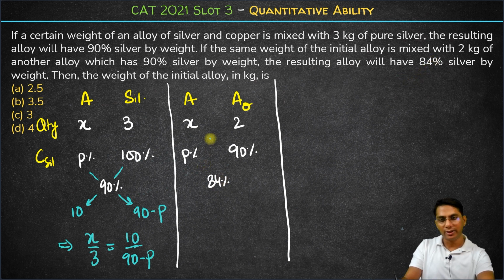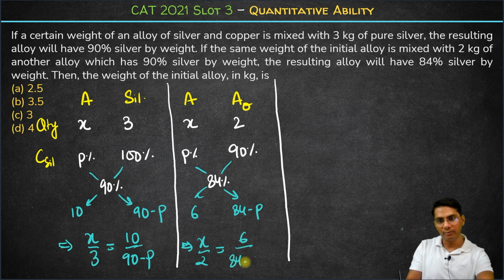So again, using alligation, we know this is 90 and the final is 84. That means P should be less than 90. So 84 will be greater than P but less than 90. So here we'll have 90 minus 84 is 6 and this will be 84 minus P. Okay. So again, using alligation, the ratio x upon 2 will be equal to 6 upon 84 minus P. This is what we have.